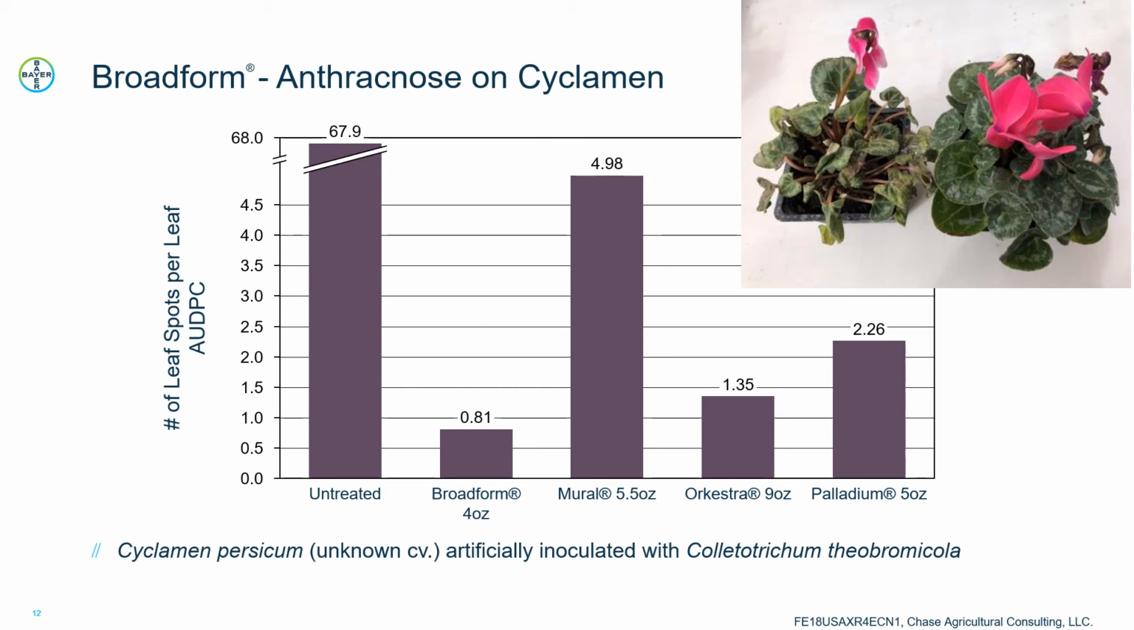Here's an Anthracnose cyclamen trial conducted by Dr. Ann Chase. Area under the disease progress curve accounts for disease intensity over time. Broadform treated plants had the lowest disease, the number of leaf spots per leaf, compared to all other treatments.